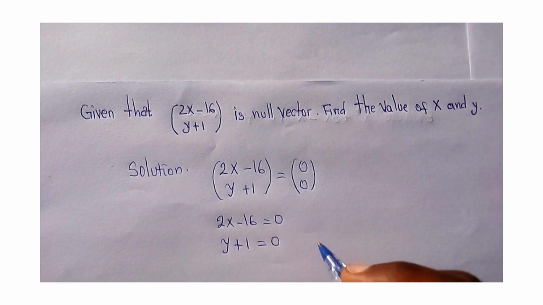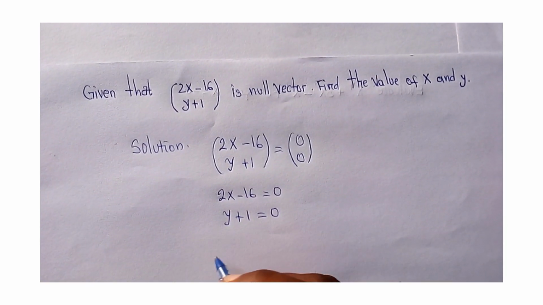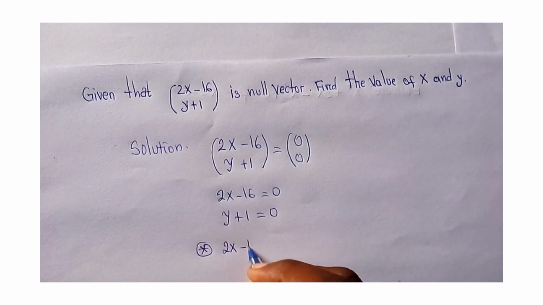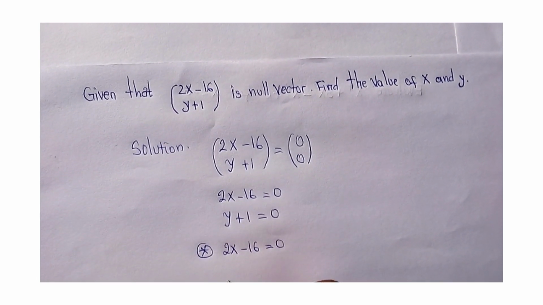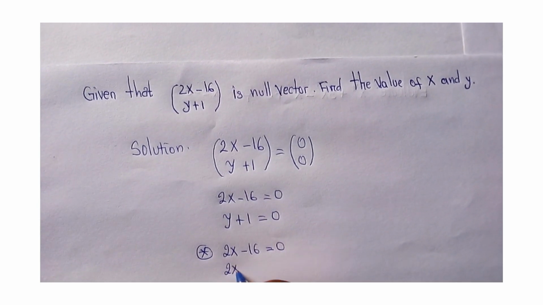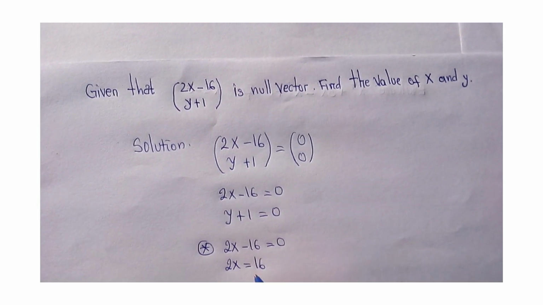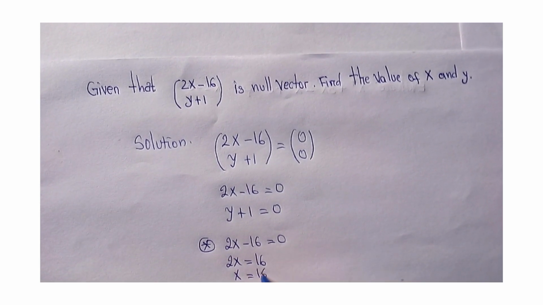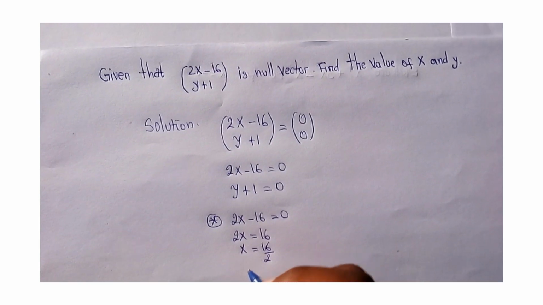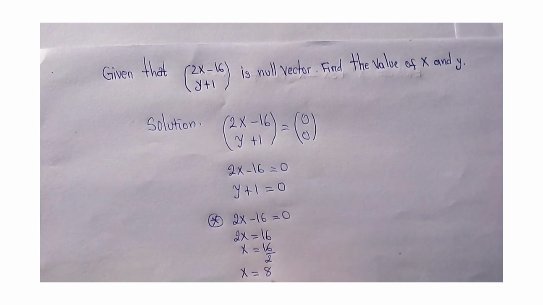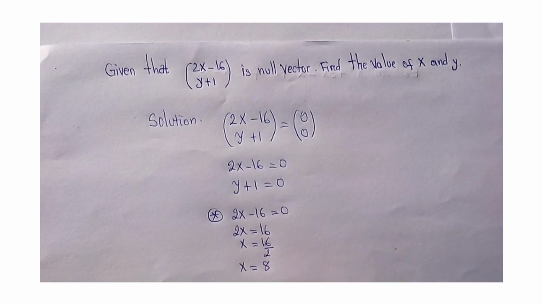Solving, we have 2x minus 16 equal to 0. Here we are going to solve for x. We get 2x equal to 16. Then x is equal to 16 over 2, so x is equal to 8. This is the value of x.